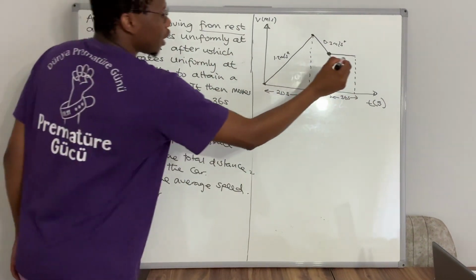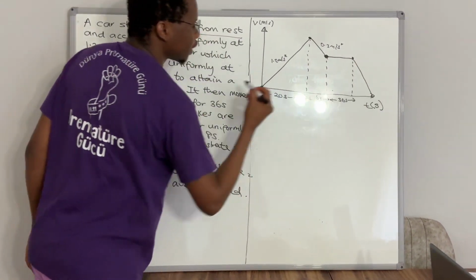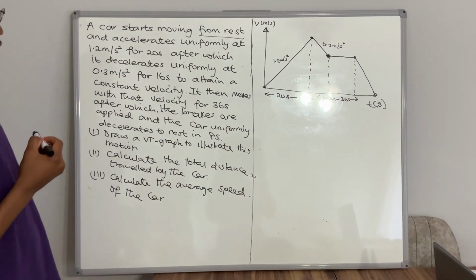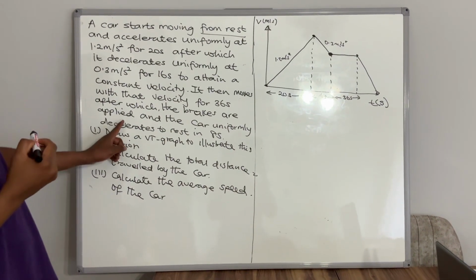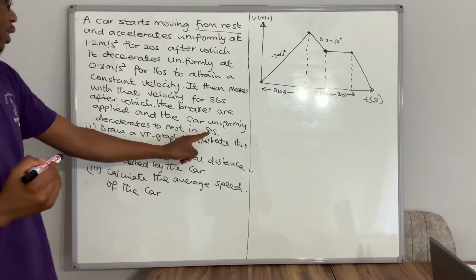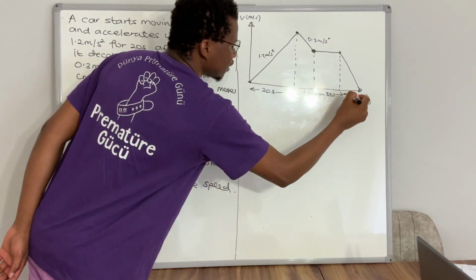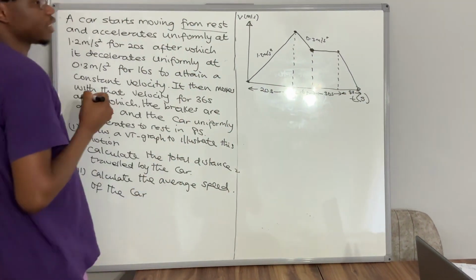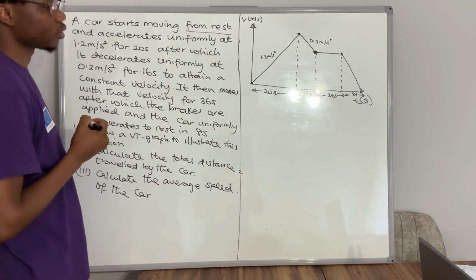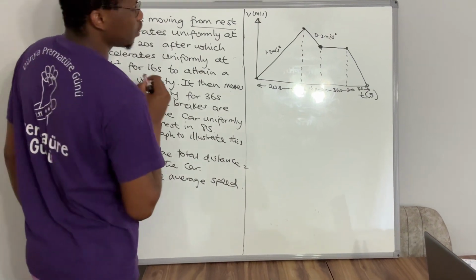Then afterwards, what happened? The brakes are applied and the car uniformly decelerates to rest in 8 seconds. So which means the car decelerated in 8 seconds. So this is how the velocity time graph is going to look like. It's not drawn to scale. Roughly this is it. So what do we understand?